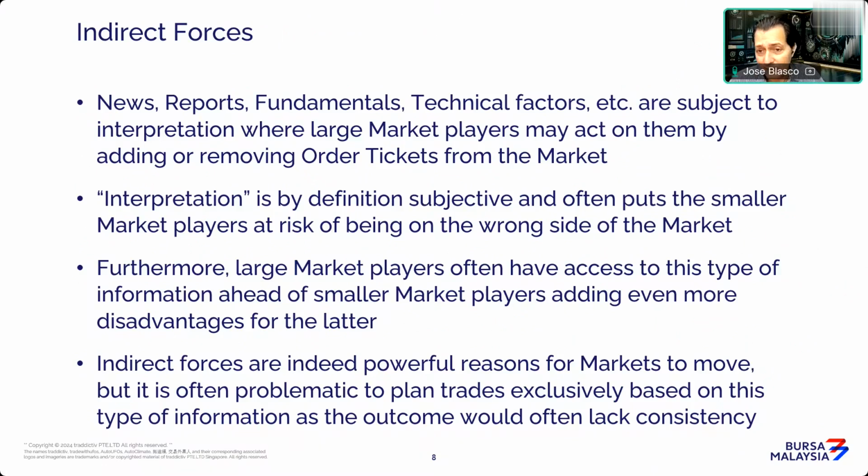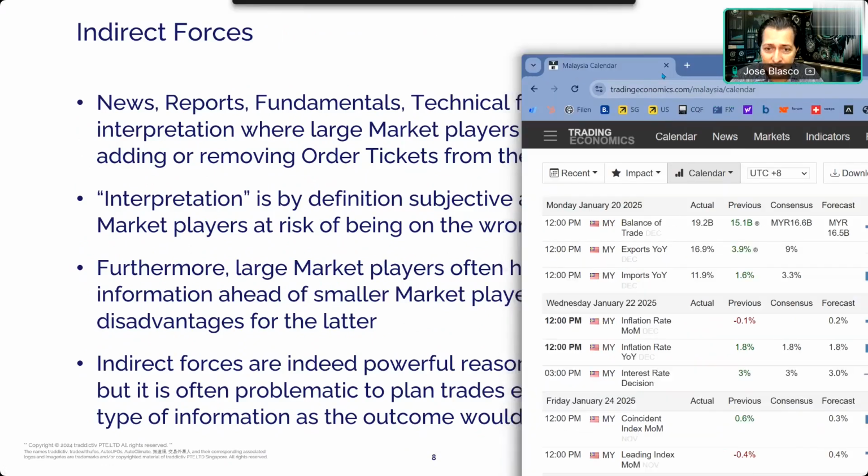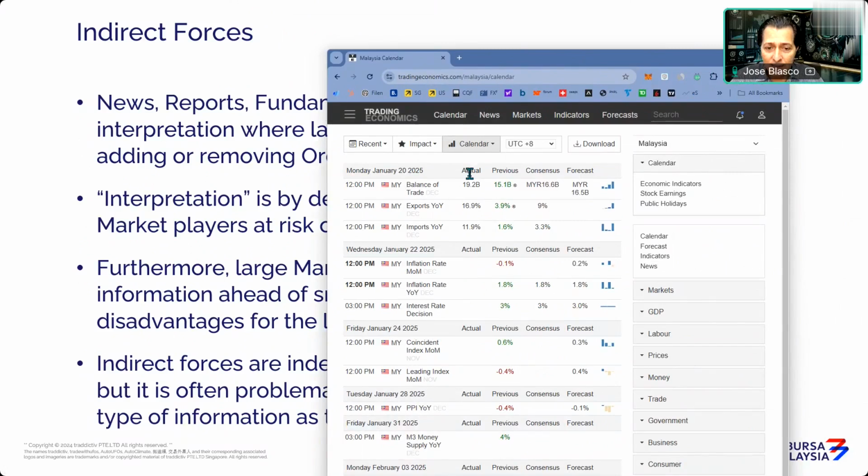And the reason why that would matter is because they may add or remove orders given the news, given the report, given the fundamentals. And the problem is that we may or may not interpret that market news in the same manner. So I'll look at some examples in just a moment. But for example, here's a little flash of an economic calendar. Yesterday we got exports year over year reported as 16.9%. The expectation was 9. The prior was 3.9.